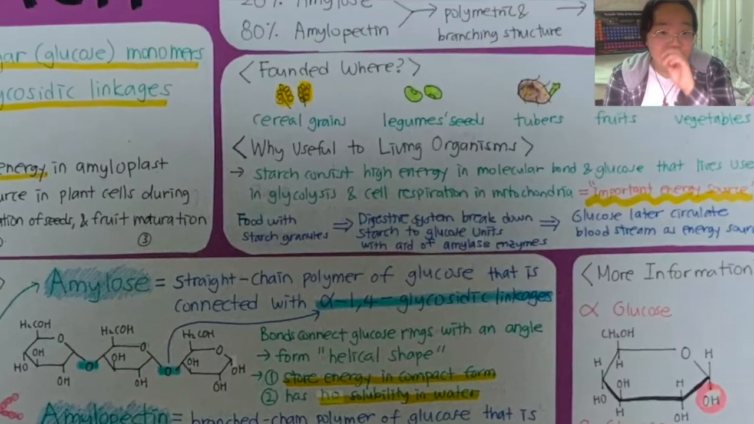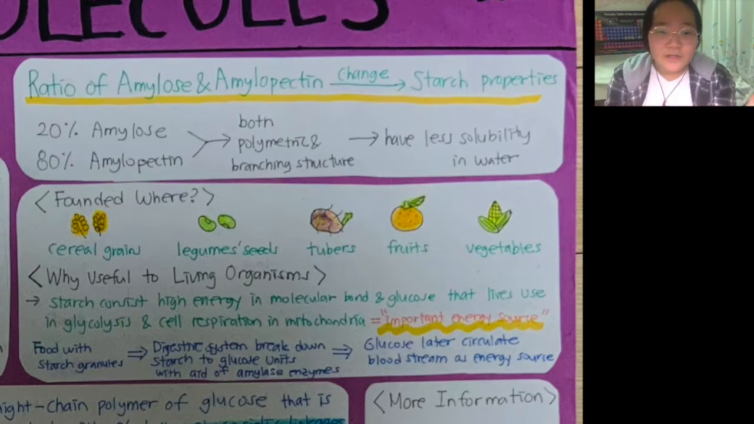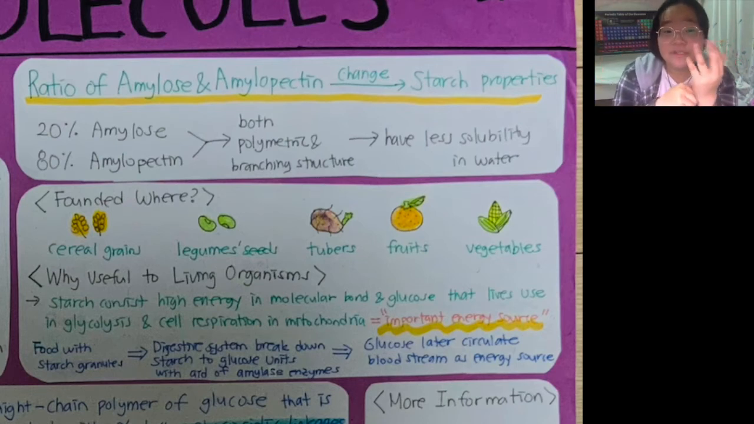As you can see, the two structures of the starch have some completely opposite properties. Because of it, depending on the ratio of amylose and amylopectin, the overall starch properties change. Generally, starch is 20% amylose and 80% amylopectin, so it has both polymeric and branching nature, which allows the macromolecule to have relatively less solubility in water. Starch can be found in cereal grains, seeds of legumes, tubers, fruits, and vegetables.